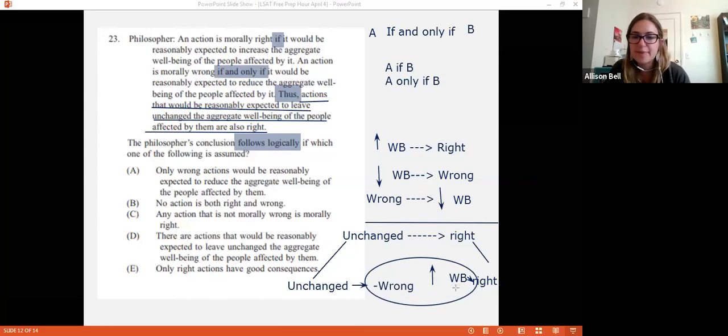What's interesting about this one is in order to prove my argument, I've got two choices. One is I can make a connection between if it's not wrong, then it has to increase well-being. I could also just jump straight to the end of the line. If it's not wrong, then it's right.